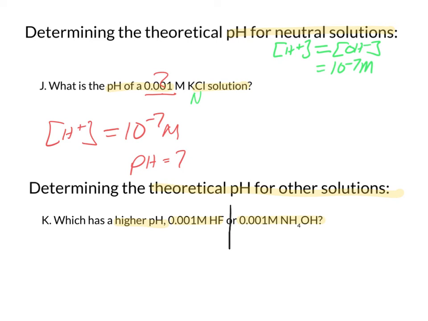You don't have to do the full calculation, although I will show you how to do the full calculation. So for this, we see that the first one, the HF, is an acid, and the second one is a base, the NH4OH. And so what we're going to see is that, if you recall, acids are always below 7, and bases are always above 7. So without doing any calculations at all, you could determine which one has a higher pH. The HF is below 7, the ammonium hydroxide is above 7. Obviously, something above 7 is higher than something that's below 7, and so the ammonium hydroxide is the answer. It is the one with the higher pH.